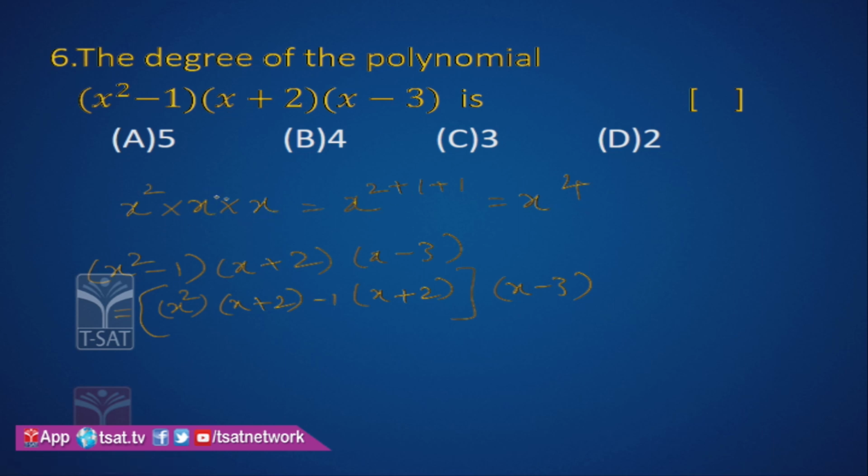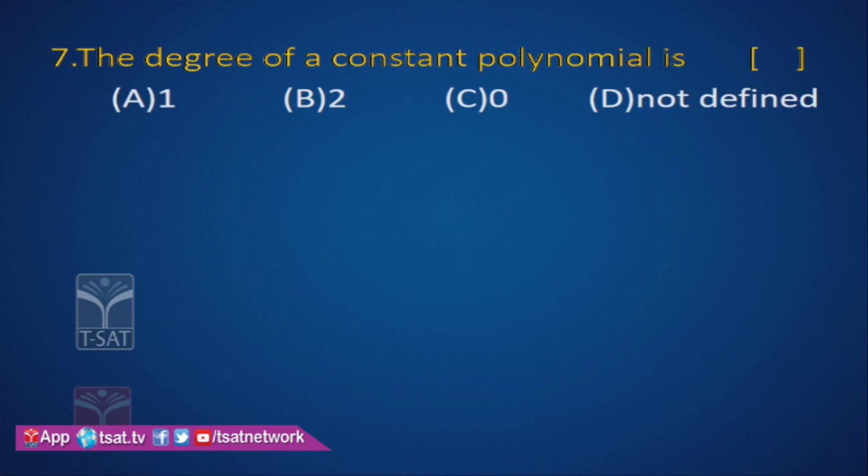What you will get? This is same as a power m into a power n. When bases are same, power should be added. So, you have to add the powers. What you will get? X power 4. So, what is the degree of the polynomial? 4. 4 is the degree of the polynomial. You have to do. How to save the time also you should know.